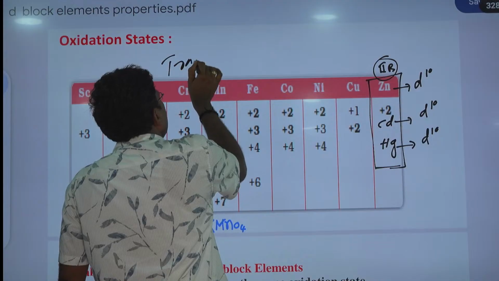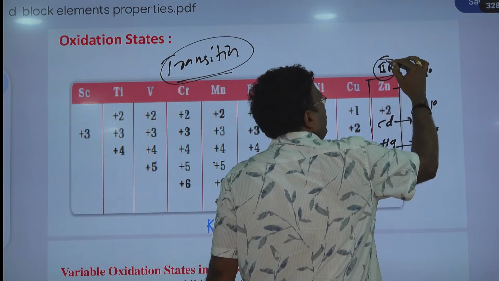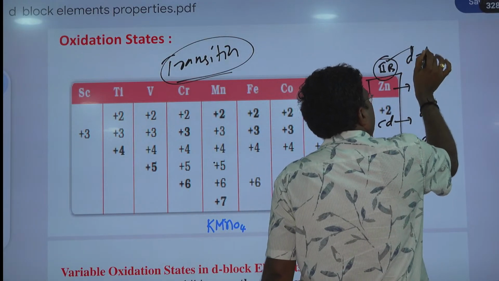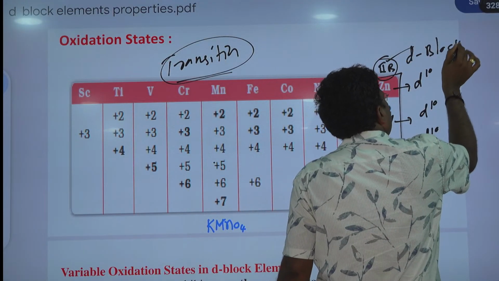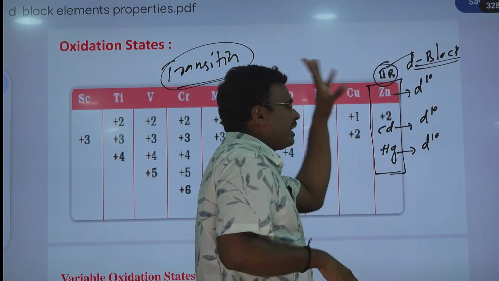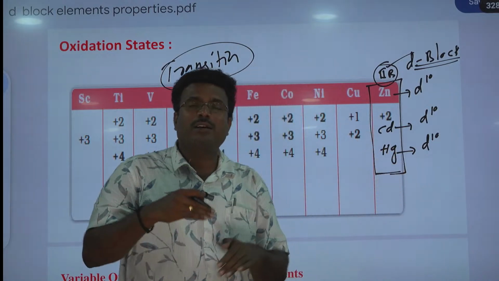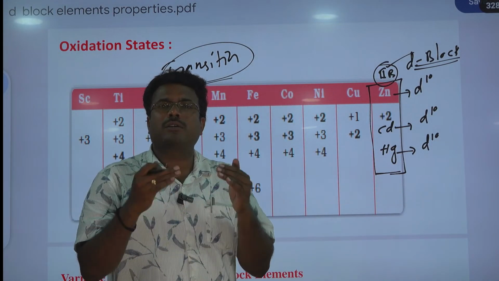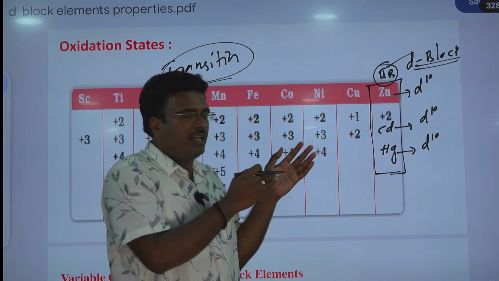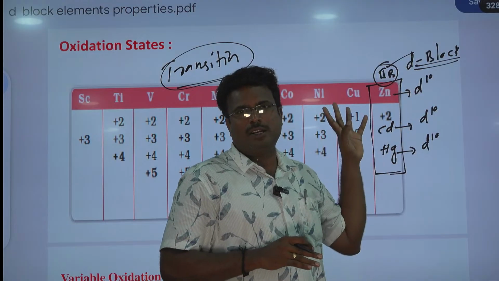What are they called? Transition elements, except second B. The second B group elements are also called d block elements. What are they called? D block elements. Very, very important. So which are the d block elements that are only second B? Zinc, cadmium and mercury. Why are the second B group elements called d block? These elements have d orbitals full of electrons.